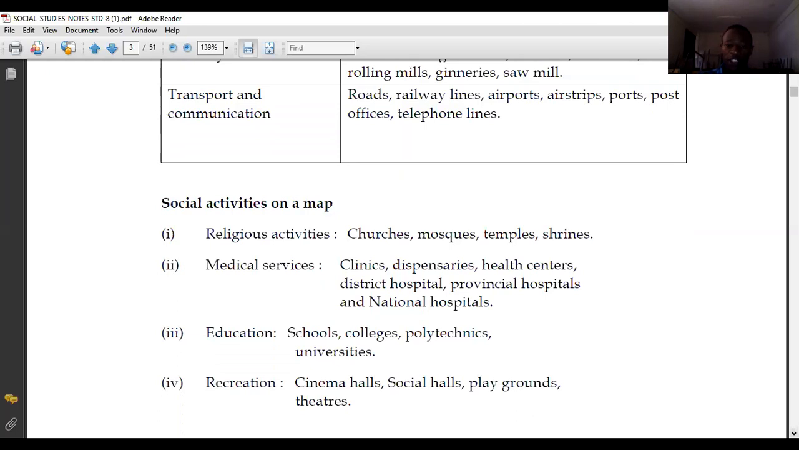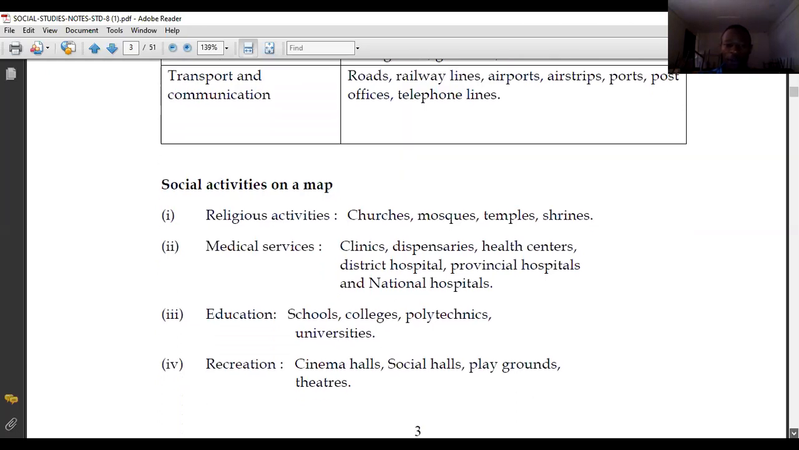When you see polytechnics, university, schools, or colleges, it means that there is education. Then social halls, playgrounds, theaters, and cinema halls, it means that there's some recreation in the area. Remember, recreation is things that you do maybe for enjoyment or just to pass time.